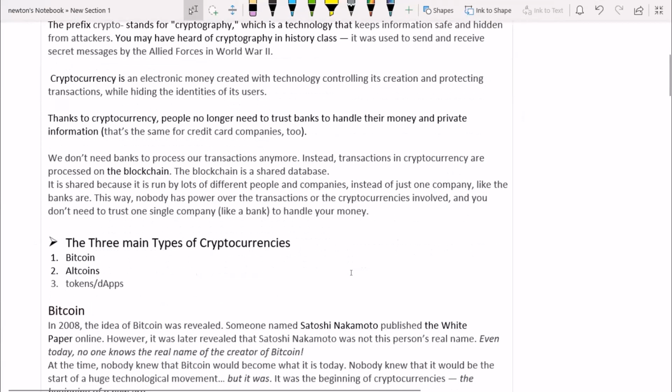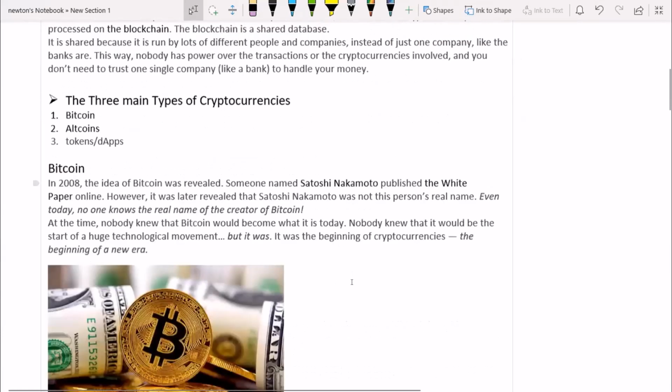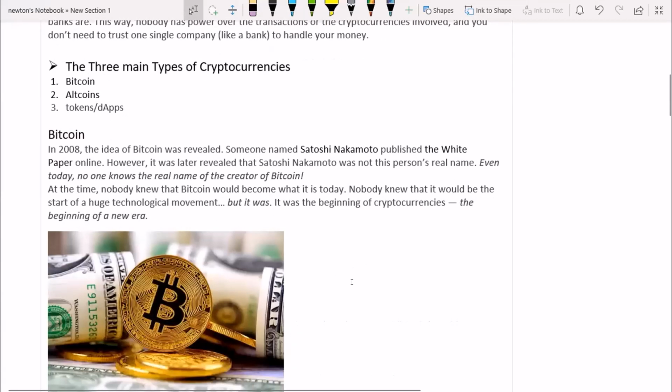Now we move on to the types of cryptocurrency that we have. The three main types of cryptocurrency are Bitcoin, altcoins, and then tokens and dApps. Now let's take a very short and quick story of how Bitcoin came to be. Some of us know this popular man named Satoshi Nakamoto. But recently I discovered that even Satoshi Nakamoto is not the real name of the Bitcoin founder. No one knows the real name of the founder of Bitcoin.